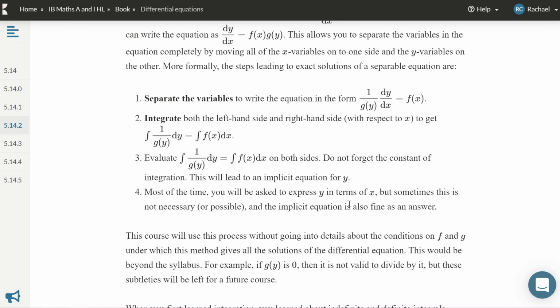Most of the times you'll be asked to express y in terms of x, but sometimes it's not necessary or possible, and the implicit equation is also fine.